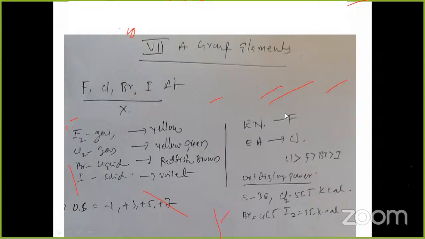So these 3 questions are very important. Which of the following exhibits the highest electronegativity? The answer is fluorine. And the highest electron affinity in the entire periodic table is chlorine. So chlorine exhibits the highest electron affinity and fluorine exhibits the highest electronegativity in the entire periodic table, not just in the 7th A group. In the entire periodic table, these 2 elements exhibit the highest values of electronegativity and electron affinity.